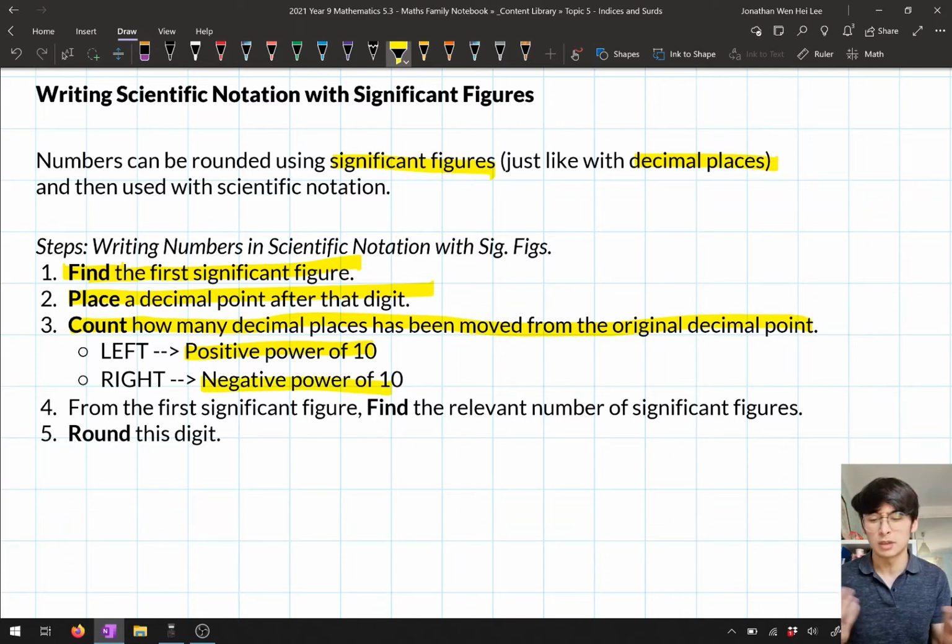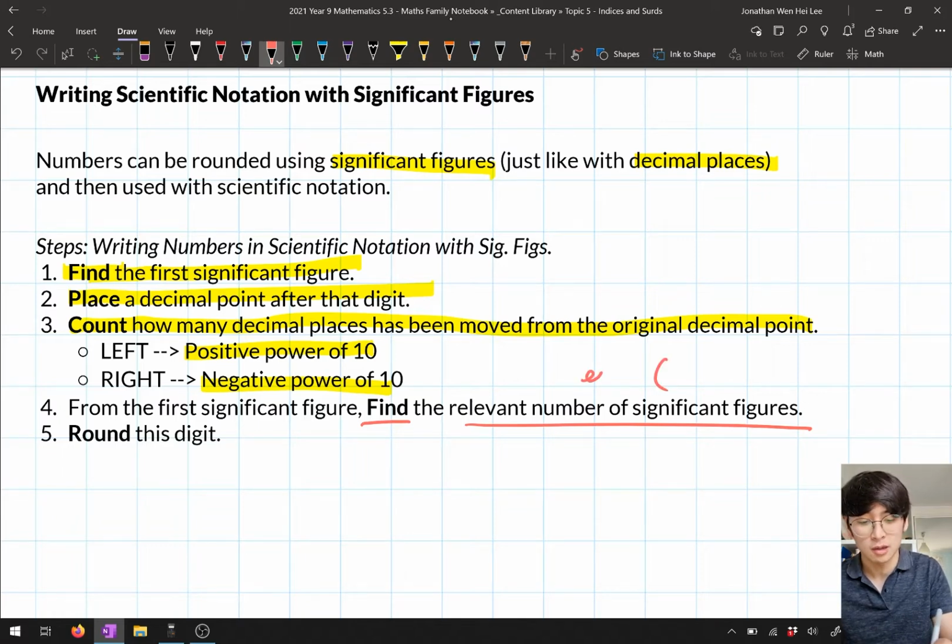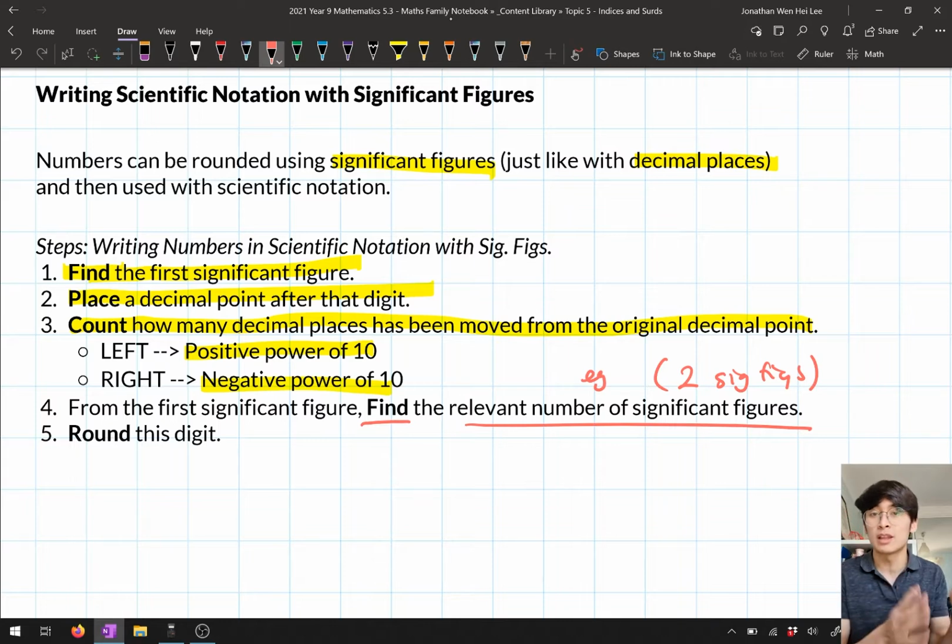And this is where it's a little bit different from what we did last lesson. In step 4, from the first significant figure, we want to find the relevant number of significant figures. They'll tell you they want it correct to, for example, 2 significant figures. And so what we want to do is find where the second significant figure is. Then we want to round this digit.